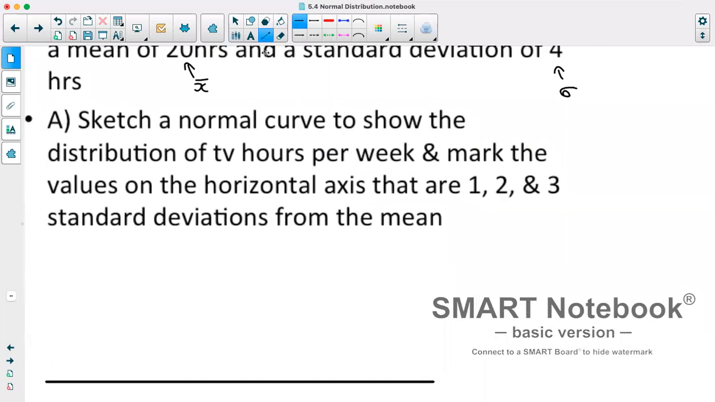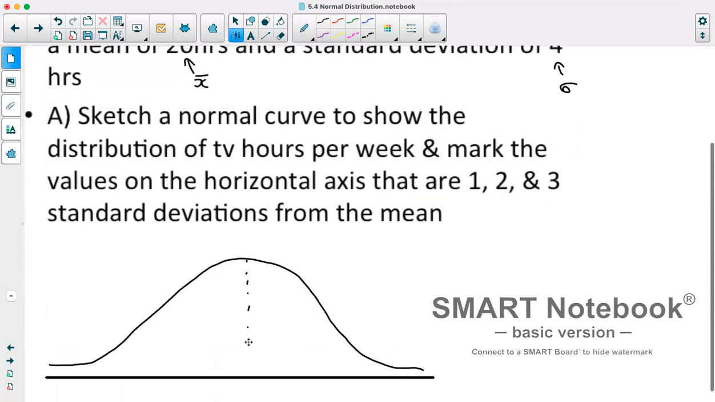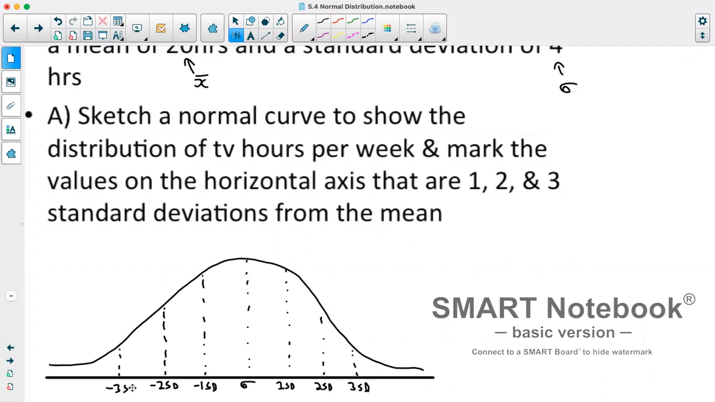Okay, so we'll start by drawing out a bell curve. Our mean is in the center. Then we have 1 standard deviation, 2 standard deviations, and 3 standard deviations. We'll have the same going in the opposite direction, so -1 standard deviation, -2 standard deviations, and -3 standard deviations.